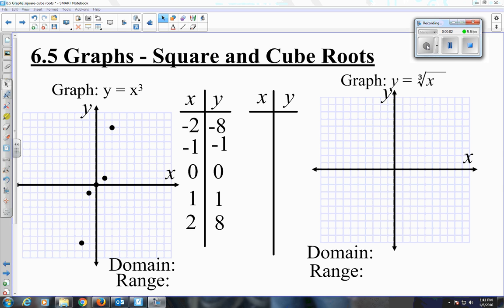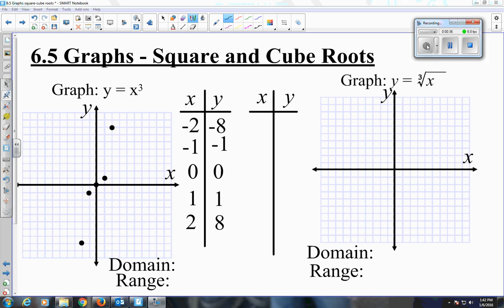Today we're going to talk about 6.5, graphs of both square and cube roots. As you're copying down the notes, it's up to you whether you do the first one or not, because I'm going to first talk about stuff we already know. We're going to graph y equals x to the third. I'm going to do this one fast because we've done this a lot. We just did it over here.